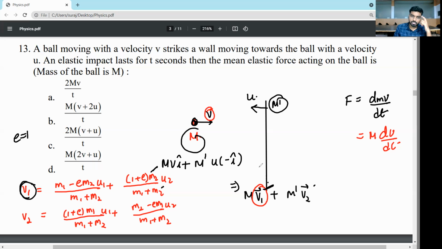Now, once we got V1, we need to find the change in momentum. Initial velocity is U, final velocity is V1. So it will be M into the change in velocity, V1 vector minus V, divided by time. Time is given as t seconds. We need to find V1 from this formula. Put E equal to 1.